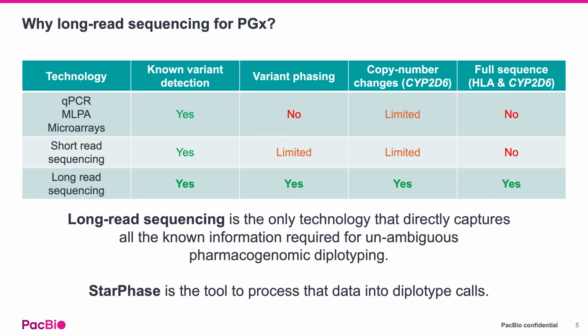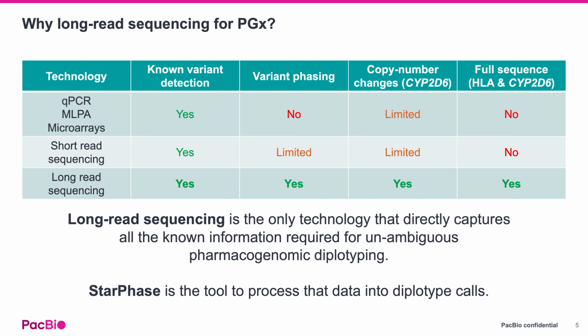Short-read sequencing does a little better. They can, of course, detect known variants with short-read sequencing, and you can even do a very limited amount of localized phasing. Unfortunately, this doesn't really work for pharmacogenomic genes, where the genes are usually much larger than the short-read fragments. Additionally, there is some amount of copy number detection that can be done with short-read sequencing, but it's again difficult to actually determine which copies are present when those things are detected. Lastly, read fragments from short-read sequencing are usually too short to get a full sequence for genes like HLA and CYP2D6.